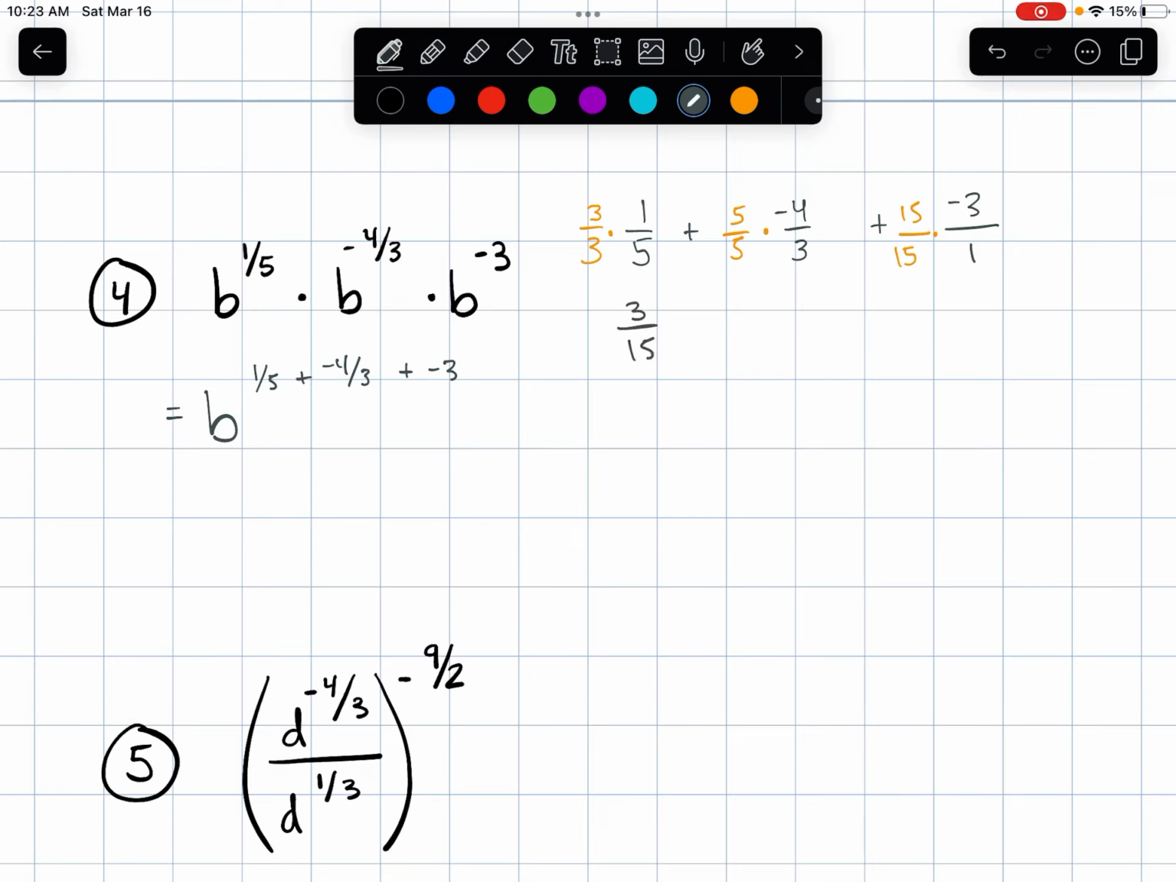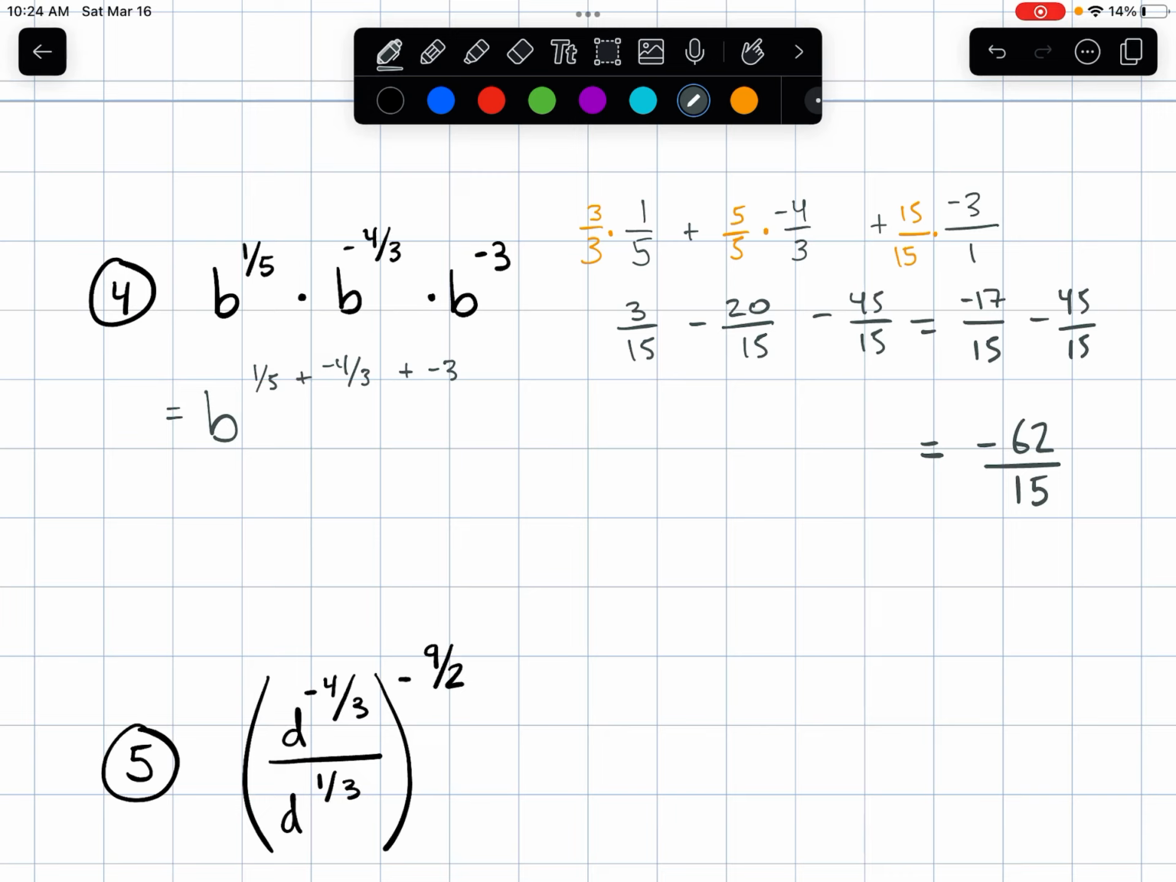So if I do that, we'd get 3/15 minus 20/15 minus 45/15. Okay, I'm now just going to simplify this, right? So 3/15 minus 20/15 is negative 17/15, and we still have a minus 45/15. All right, so we know that negative 17 minus 45 is going to be negative 62/15. All right, this cannot be simplified because 3 goes into 15, but it does not go into 62.